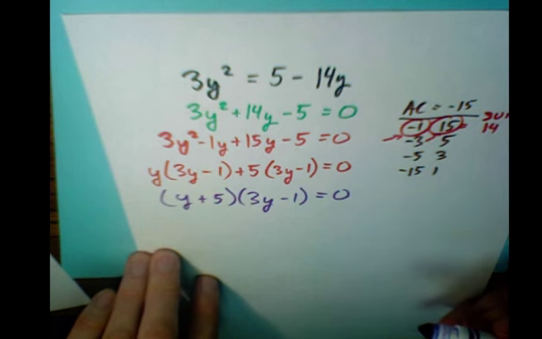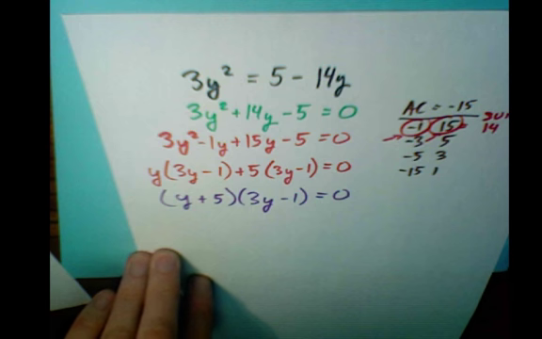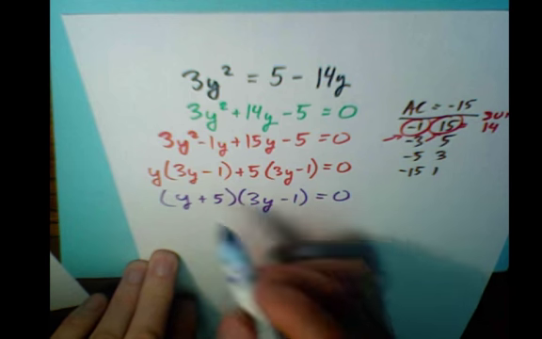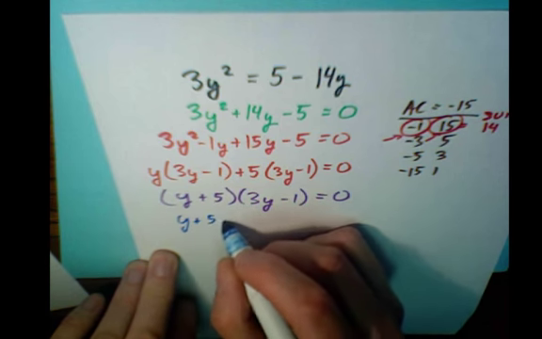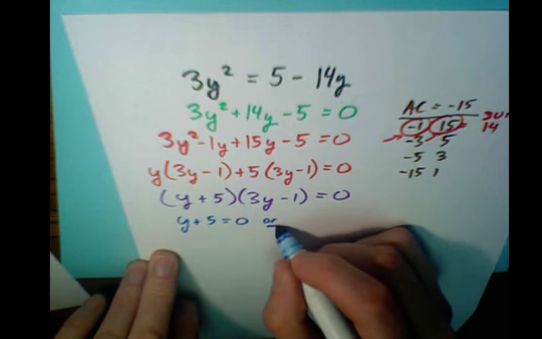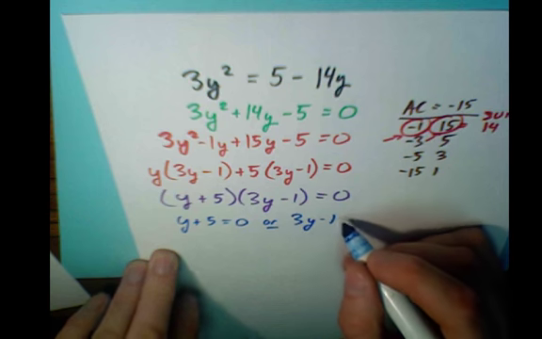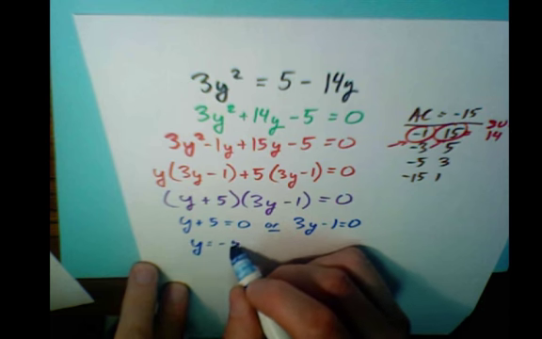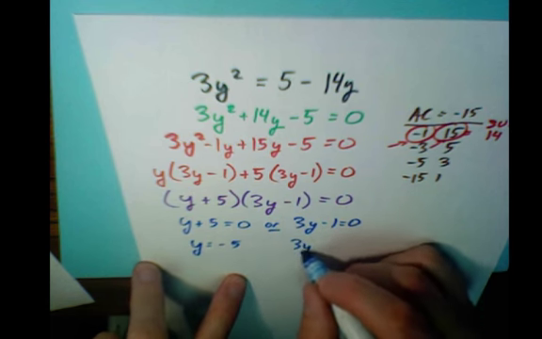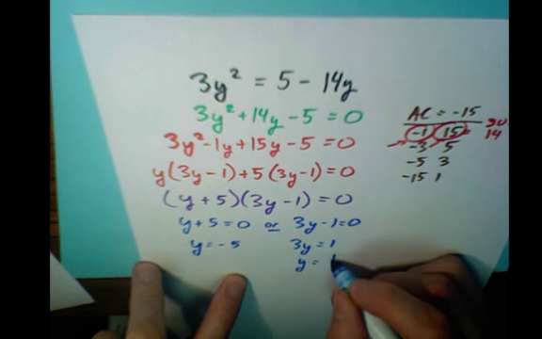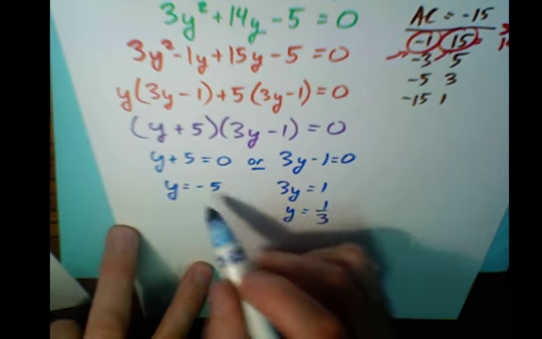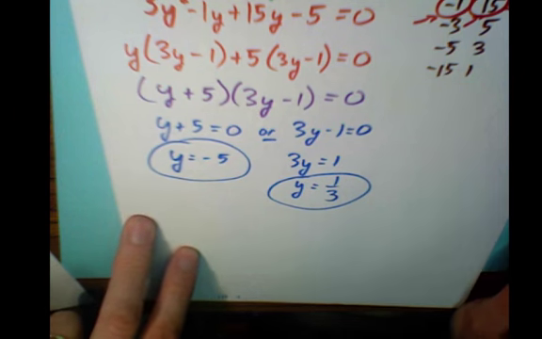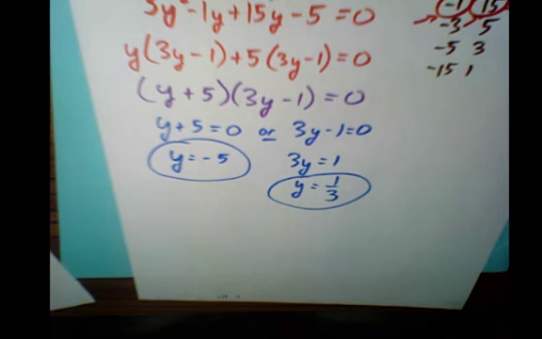And now we're going to use the zero product rule. The zero product rule is basically taking each of these factors, blank times blank equals 0. So each of these, y plus 5 might equal 0, or 3y minus 1 equals 0. And then you solve both of these. In this case, y equals negative 5. In this case, 3y equals 1, or y equals 1/3. So here are my final answers for the equation. Let's try another one.